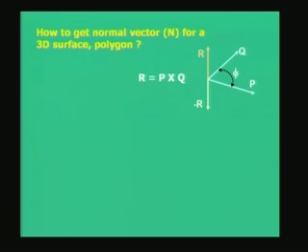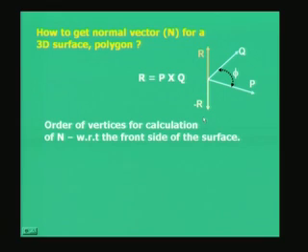But the choice of the sequence of these two vectors P and Q is very important, because if you take the cross product in the reverse order, that means you take Q cross P, you will land up with the normal as minus R. And is it important? Yes, it is, because the order of vertices for the calculation of n will dictate whether you are going to take P cross Q or Q cross P, because you will choose any arbitrary two edges of the polygon out of a set of n different vertices.